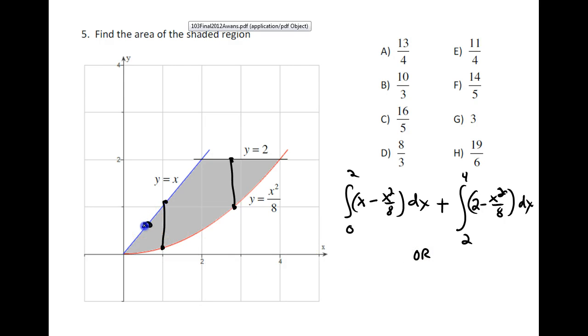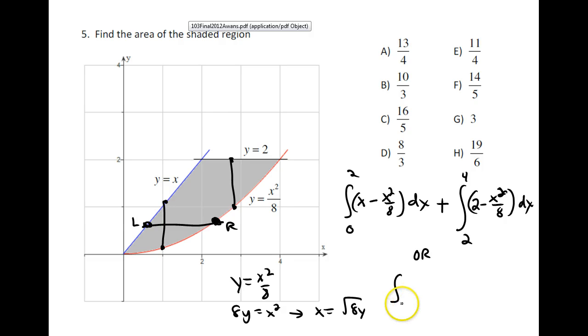Flip it. So if y is equal to x squared over 8, then 8y is x squared. x is the square root of 8y. For this part, over here would be the negative square root. And so you have a right curve and a left curve at that point. And you'll be integrating from 0 to 2, the right curve minus the left curve. Square root of 8 is 2 root 2.